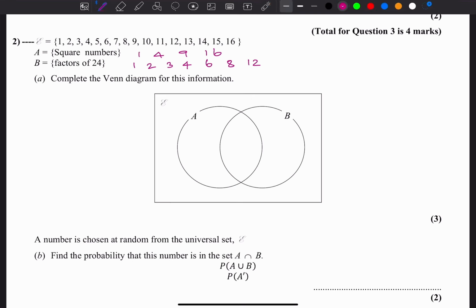Okay, and what are the common numbers? If you look at it, 1 is common. 4 is common. Yeah, that's it, 1 and 4 then. Then for A we just got 9 and 16. For B you got 2, 3, 6, 8, 12. And then we just go to count. So we go 1, 2 is there, 3 is there, 4 is there, 5 is not, 6 is there, 7 is not, 8 is there, 9 is not, 10 is not, 11 is not, 12 is there, 13 is not, 14 is not, 15 is not.